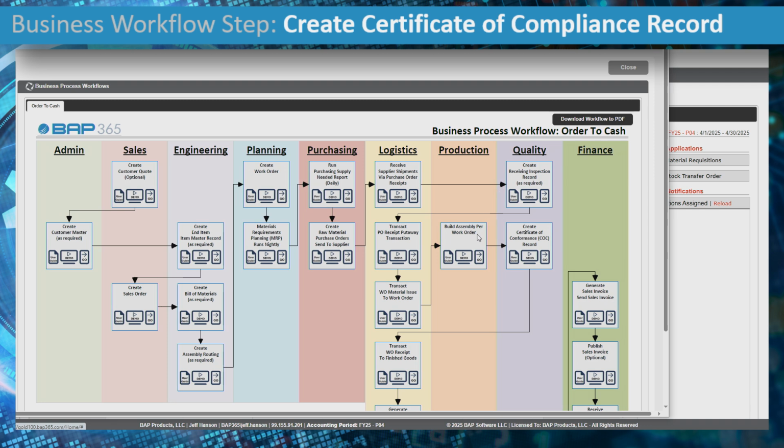So once that's complete, the item is now assembled and it's ready to move on to the next step, which would be quality inspection. And in the quality module, they have the ability to create a certificate of conformance. How that generally works is the item makes its way to the QC department. They inspect it against the drawing or whatever work instructions are provided. If they find it to be compliant to the build instructions, then they will issue a certificate of conformance record.